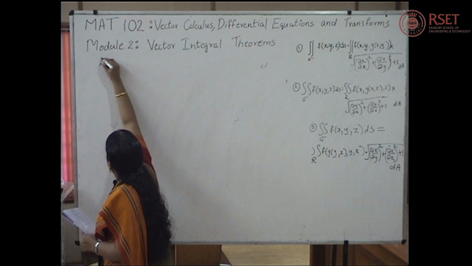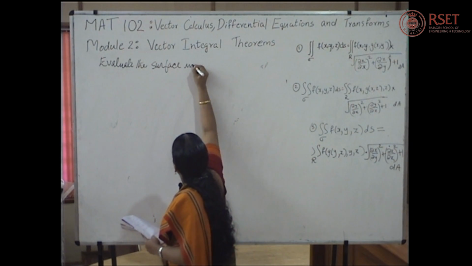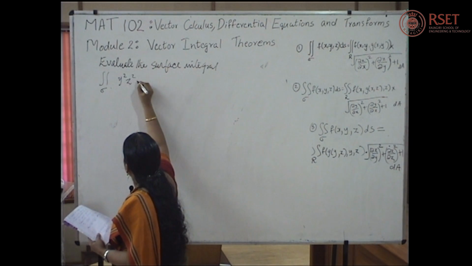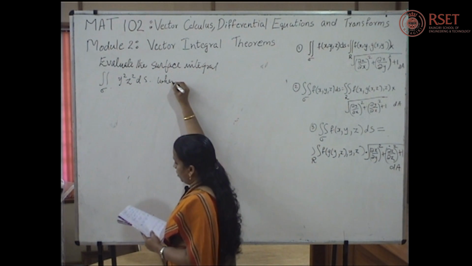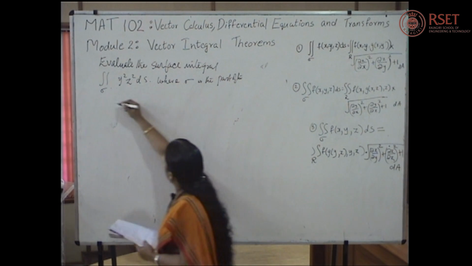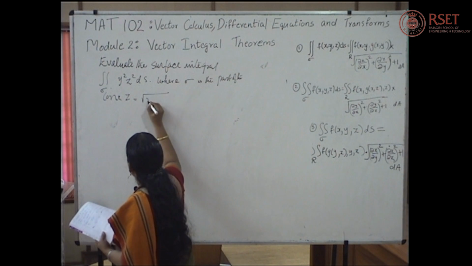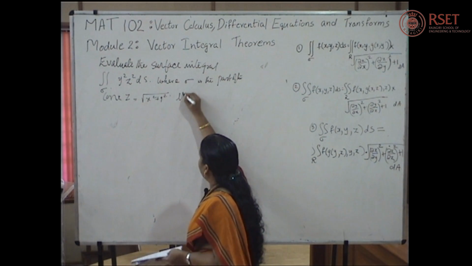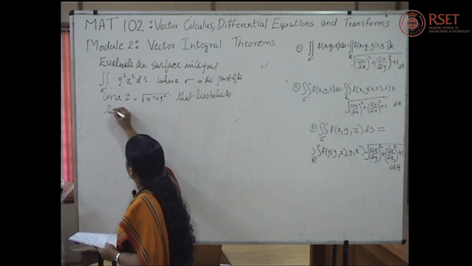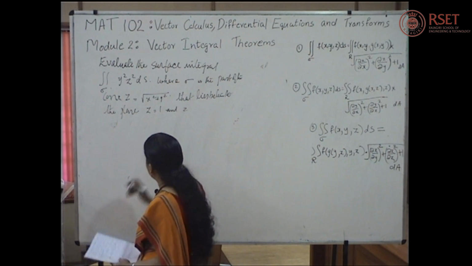Evaluate the surface integral, the double integral over sigma of y² z² dS, where sigma is the part of the cone z = root of x² plus y² that lies between the planes z = 1 and z = 2.